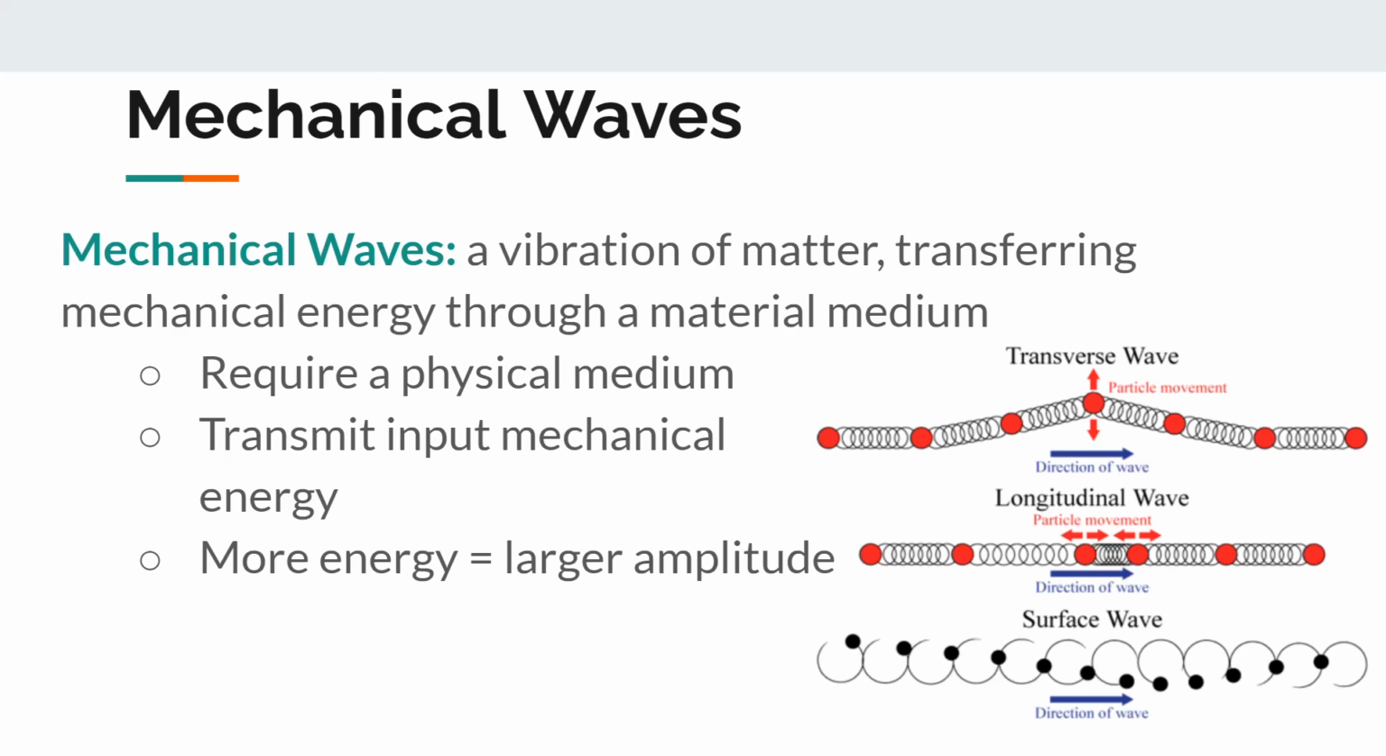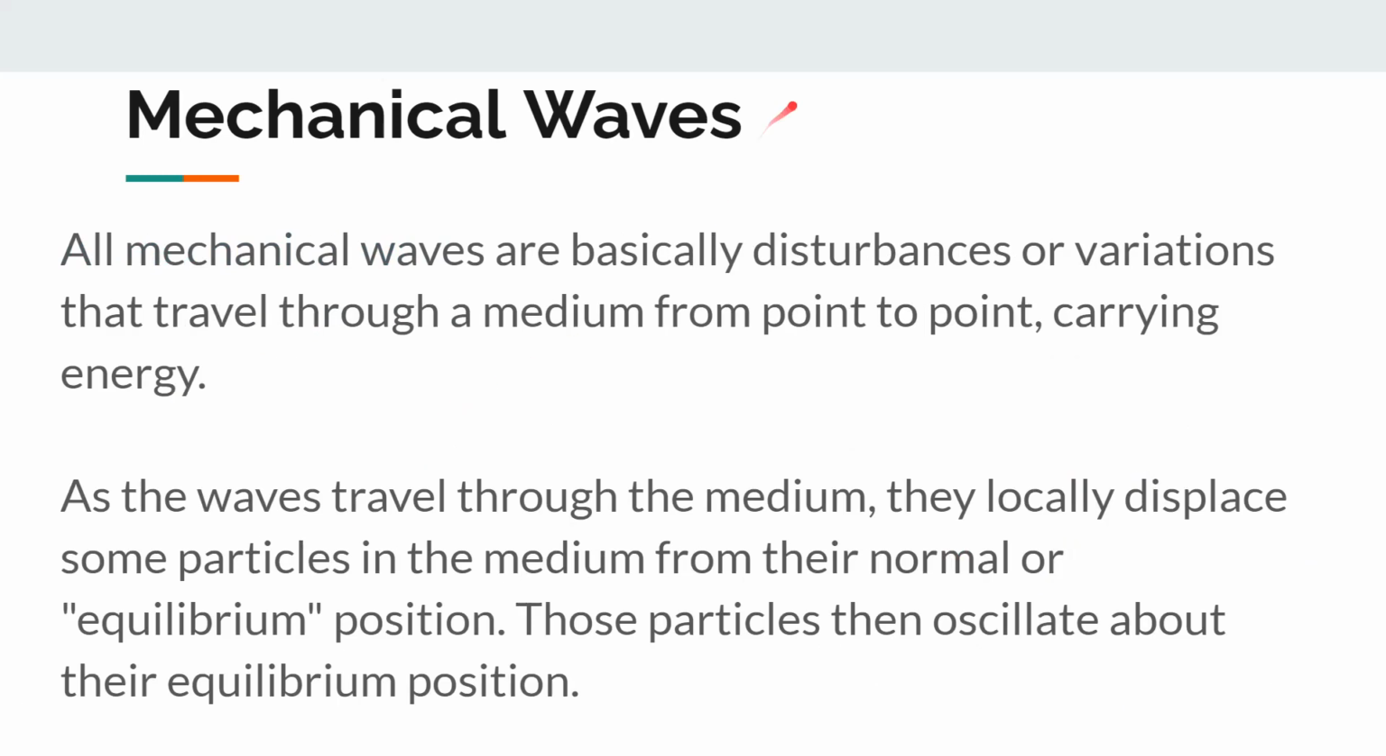More energy is going to come from a larger amplitude. So if I use greater force as I'm shaking the end of a string up and down, I'm putting more energy into it, the waves that I make will be taller. Okay? Or with sound waves, I'm going to get more energy if I'm louder. And so we'll look more at that in a little bit. All mechanical waves are basically disturbances or variations that travel through a medium from point to point carrying energy. They will locally displace particles in the medium as they travel, causing them to move from their equilibrium position and then oscillate about that position. Again, either up and down or left and right, depending on what type of wave we're looking at.